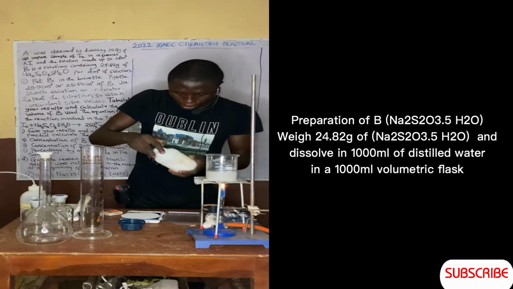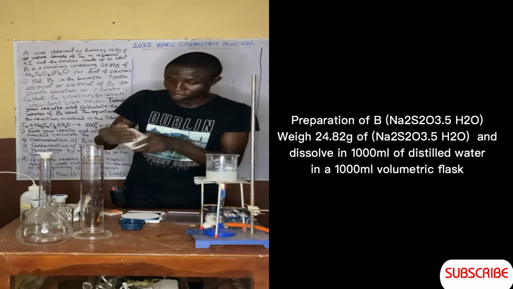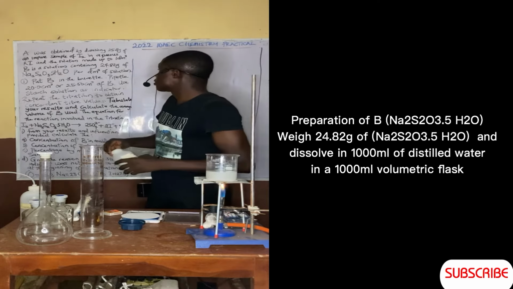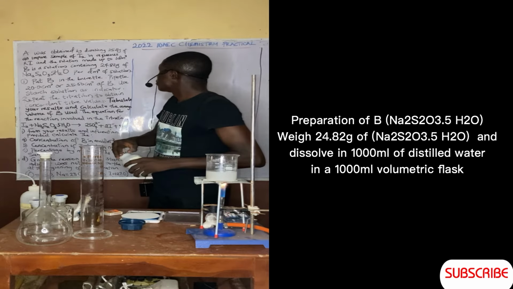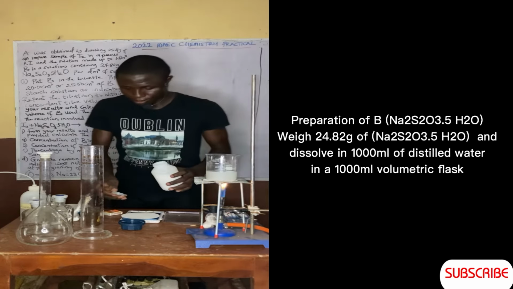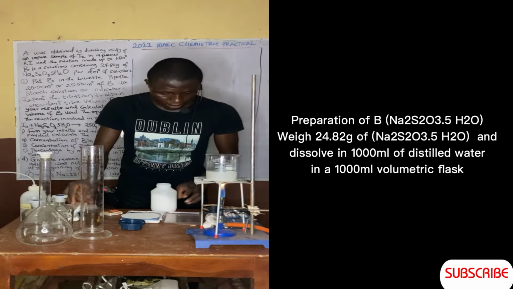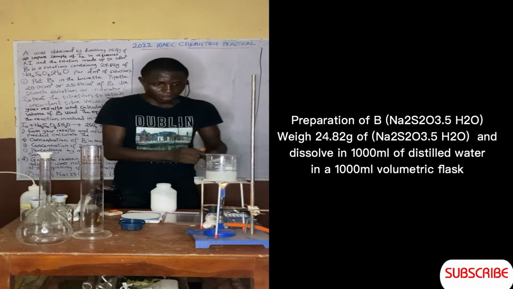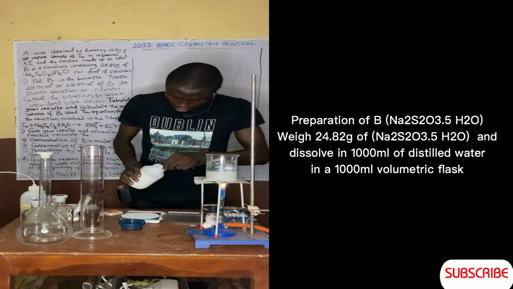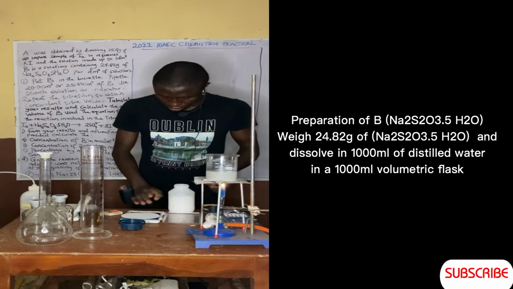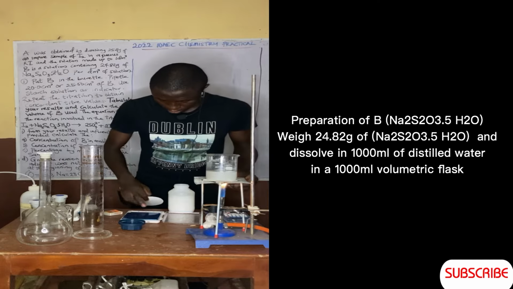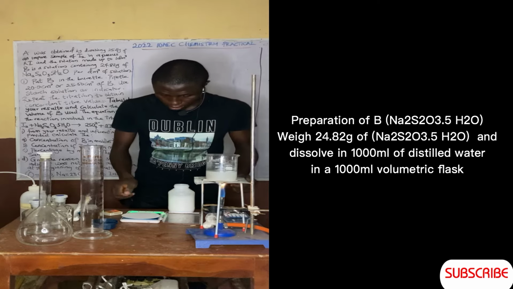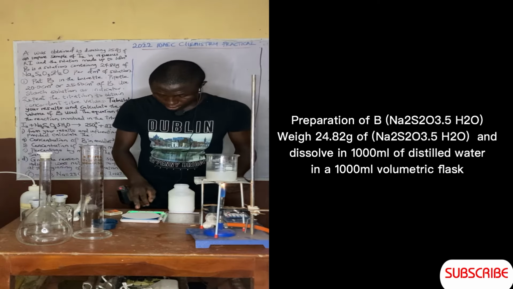So now this is sodium thiosulfate. I want to measure 24.82 grams of thiosulfate. So make sure there is no contamination. Place this on your weighing balance, then set it to 0.